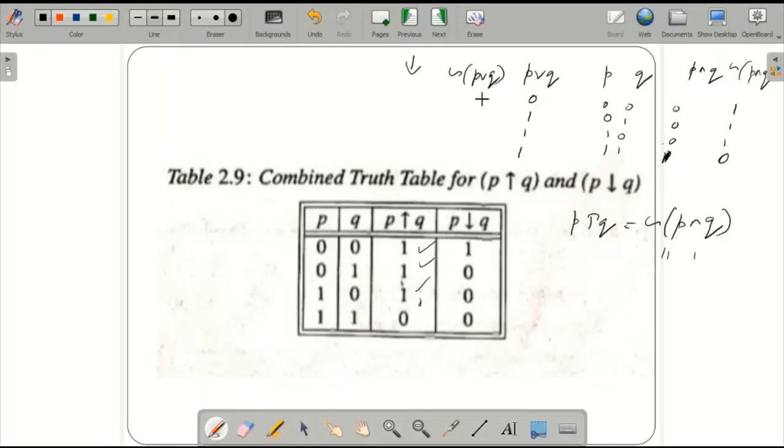This symbol. So what is this? It is the negation of this particular term. What will be the negation? It will be 1 only in one case, and in the rest of the 3 cases it will be 0. So you can see over here, these all are the NOR operations. So this is the combined truth table of NAND and NOR. I hope it's clear with the NAND and NOR truth table.